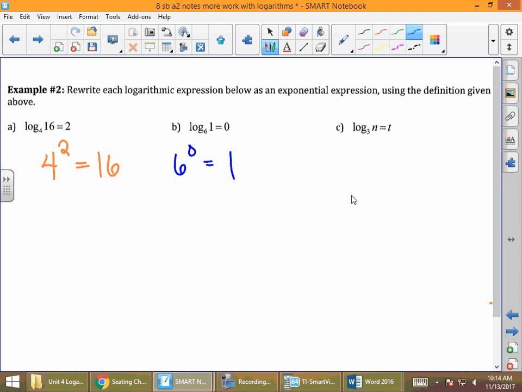But we're not always given everything that we need to be able to say, oh yeah, that's a true statement. As we look at letter C, log base 3 of n equals t. Well, this one, when we convert it, log base 3, what the logarithm equals is t. 3 to the t equals n.